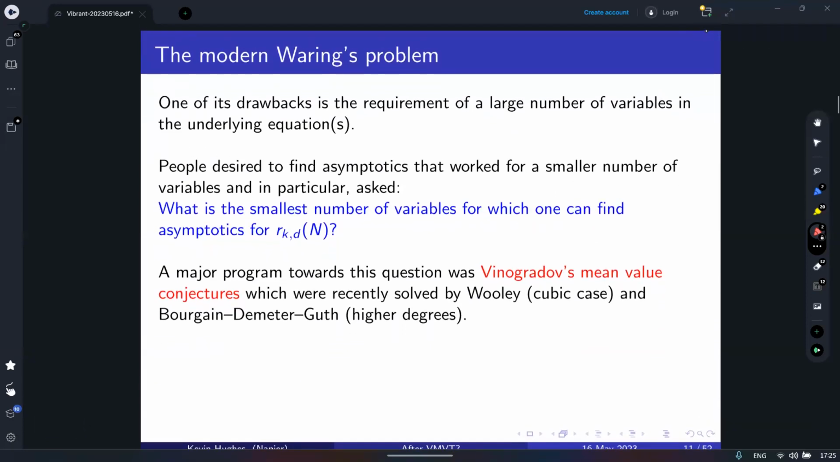So are there any questions at the moment? A high-level overview of Waring's problem. I'll just take a sip in case there is one.